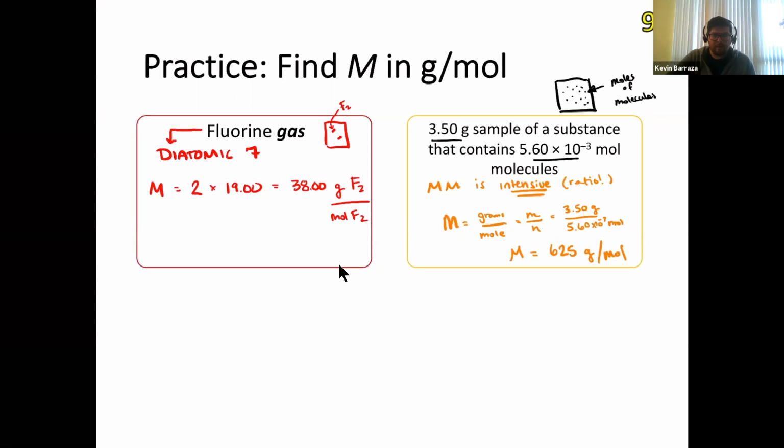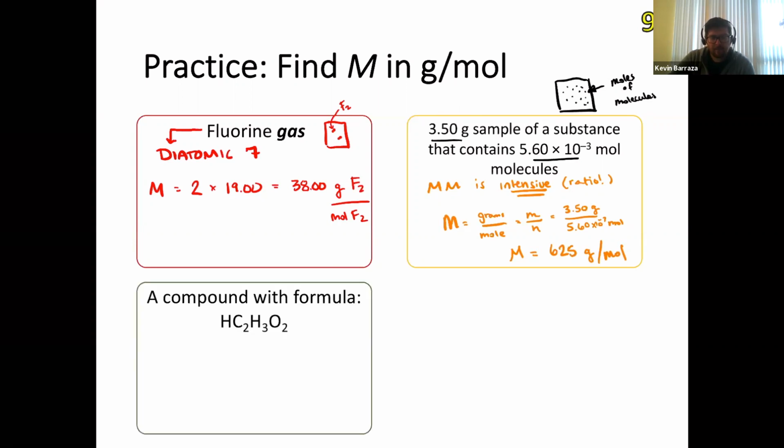What I'm showing are different ways to ask for the same thing. All of these are find the grams per mole. This time we have a compound with the formula HC2H3O2. This is actually the formula for acetic acid, which is the main acid in vinegar, in case you were wondering. But what would be the molar mass of HC2H3O2?